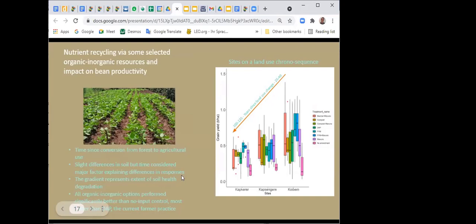Our explanation of this is that these three sites represent a chronosequence, time since conversion from forest to agricultural land. If you look at the site on the left, this is a site that has been depleted for over 100 years and is less responsive compared to the site on the right. And we are saying that such a less responsive site will require much more time and more capacity building of farmers to get it to perform well. Please, next.